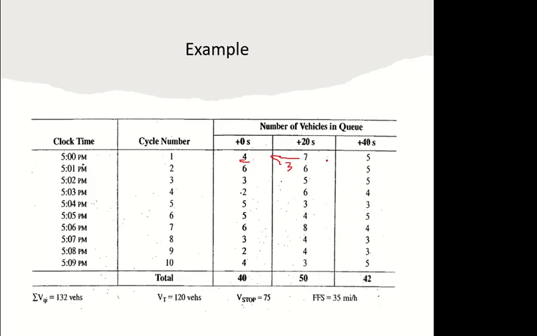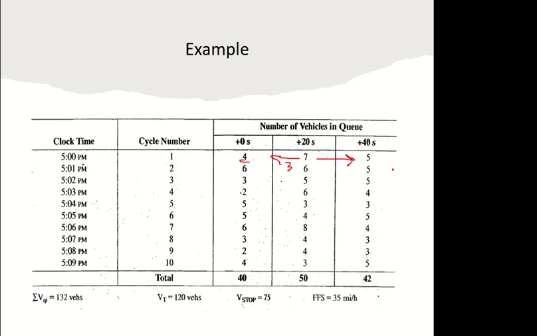The same thing may have happened here as well. So this 5 is part of this 7. So when he is counting number of vehicles in the queue, counting more than once is allowed. It is possible. So number of vehicles in the queue can be more than total number of vehicles.